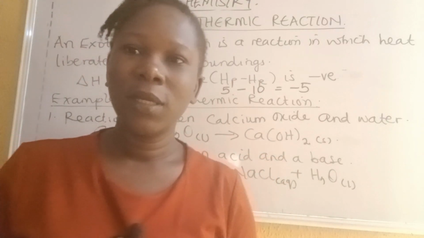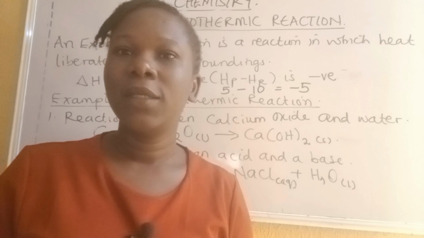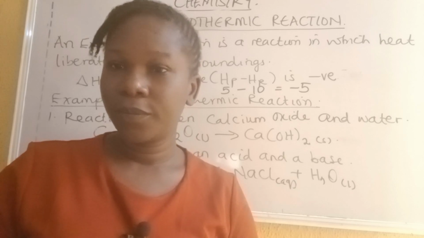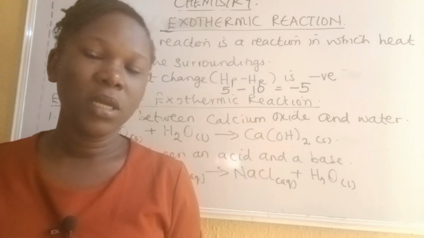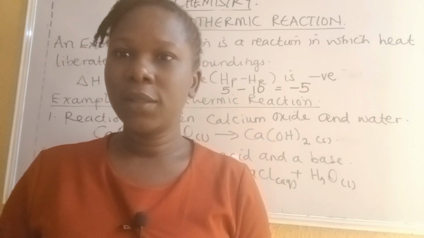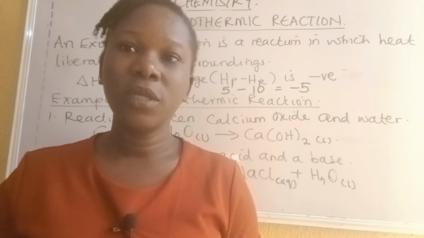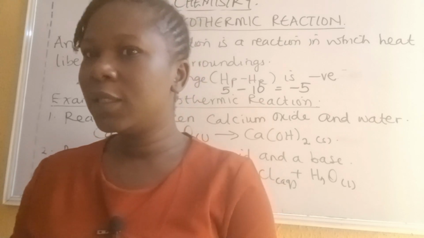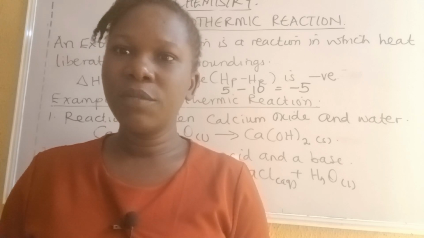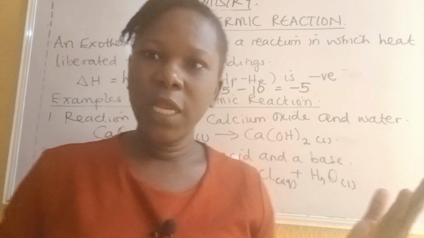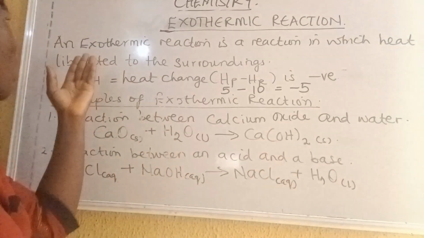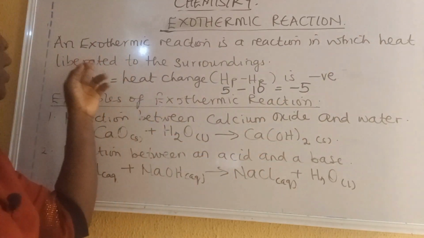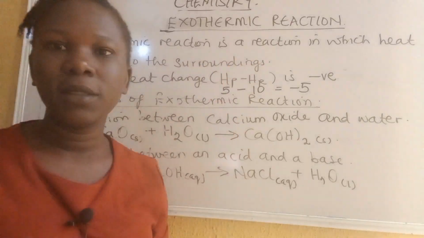Today we are considering another topic in chemistry, and that is an exothermic reaction. What is an exothermic reaction? An exothermic reaction is actually a reaction that releases heat to the surroundings. So it means that at the beginning of such a reaction, the heat content is high. Then at the end of the reaction, there's a release of heat, and so the surrounding medium is usually hot. So let's look at the full definition of an exothermic reaction. An exothermic reaction is a reaction in which heat is liberated to the surroundings.